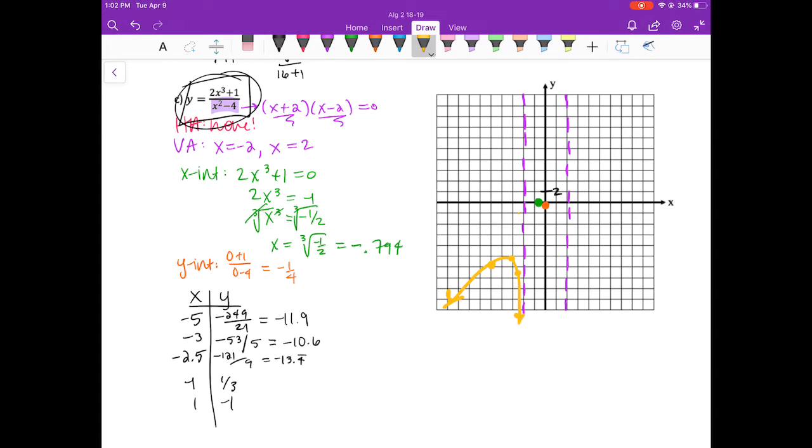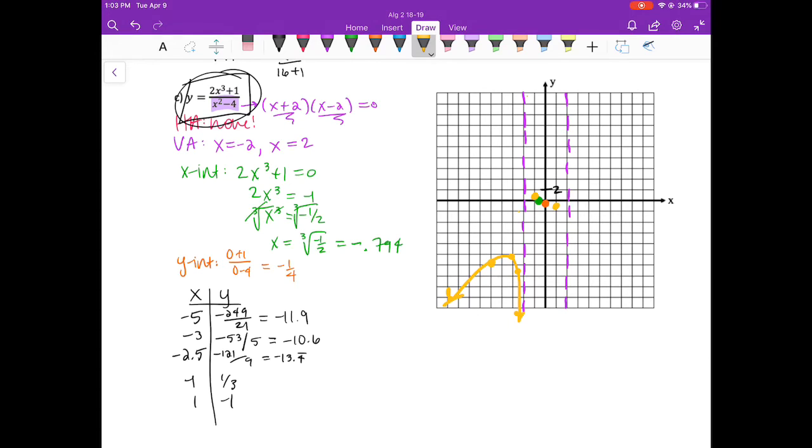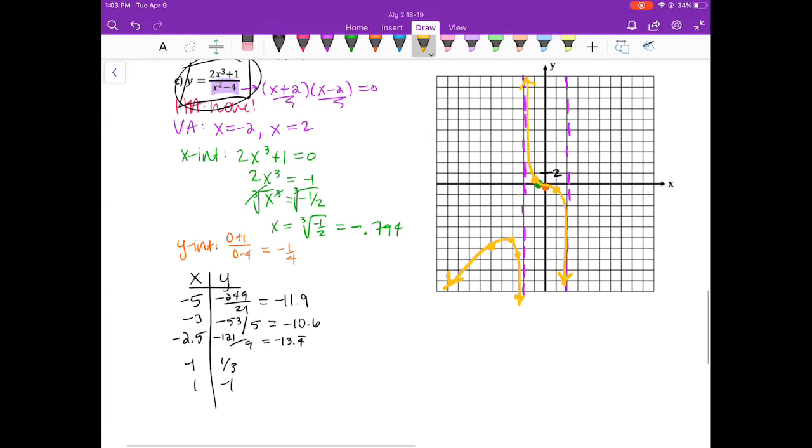So I've got -1, up 1/3. Remember, we're counting by twos. And +1 at -1, we're counting by twos again. So only halfway to our first tick mark. And then remember that your graph is going to go all the way upward or down. But based on where our points were leading us, we could tell that we were going up to the left as we approached that vertical asymptote and down to the right as we approached our x equals 2 asymptote.